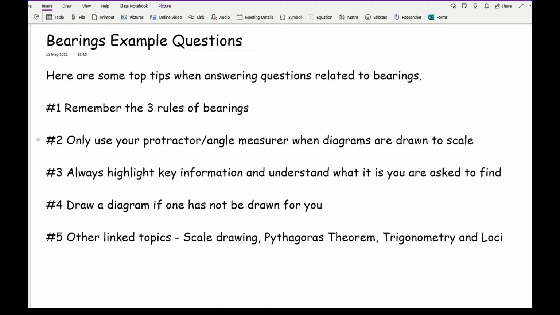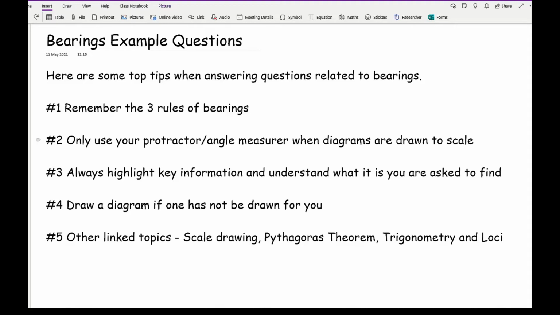It's very easy to guess what questions are asking you to do, but the wording can be very tricky. It can be written in certain orders, as shown in the previous video on bearings. The fourth one is draw a diagram if one has not been drawn for you. More often than not a diagram will be drawn for you, but if it isn't, I definitely encourage you to draw one. Other linked topics are scale drawings, Pythagoras' theorem, trigonometry and loci. These are things that can be linked in with bearing questions.